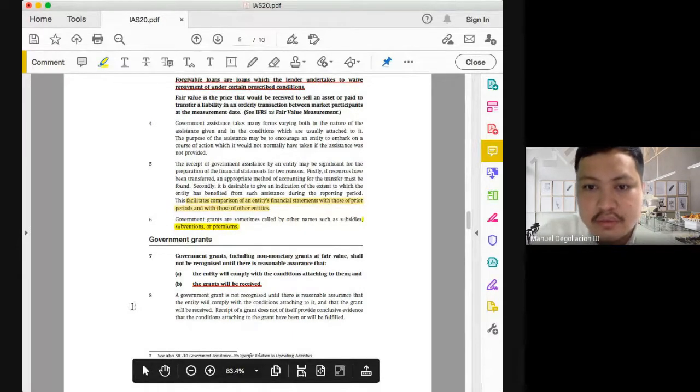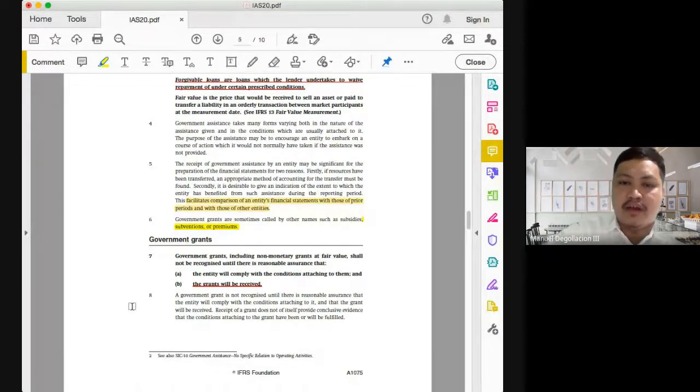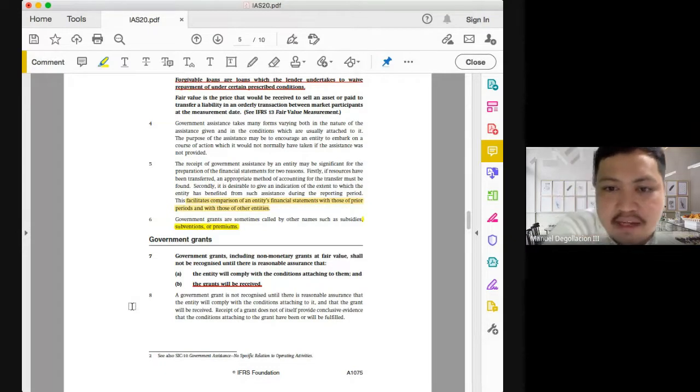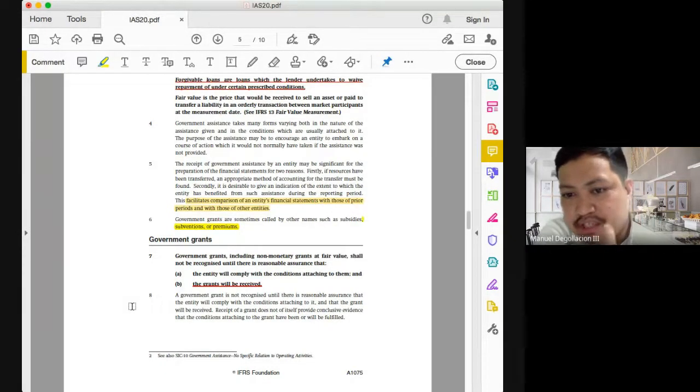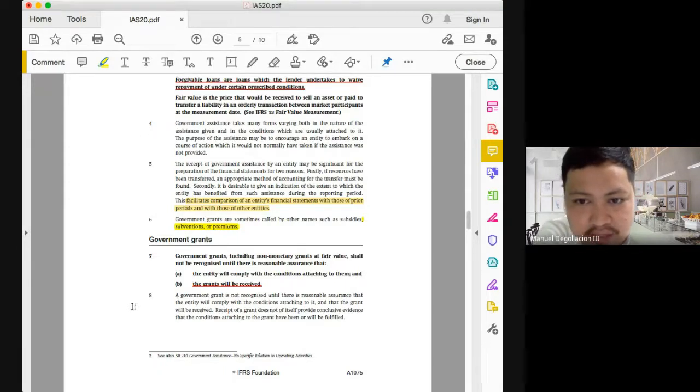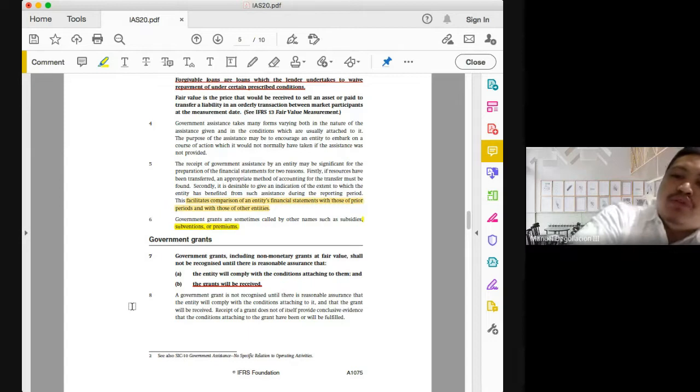Okay, so paragraph 7, class, will tell us as to when the government grant should be recognized. Okay, government grants shall not be recognized until there is reasonable assurance that the entity will comply with the conditions attaching to them and the grants will be received. One takeaway from this one is that non-monetary grants will be measured at fair value. But as to the conditions before grants can be recognized, class, we have two: that the entity will comply with the conditions attached to the grant and the grants will be received.